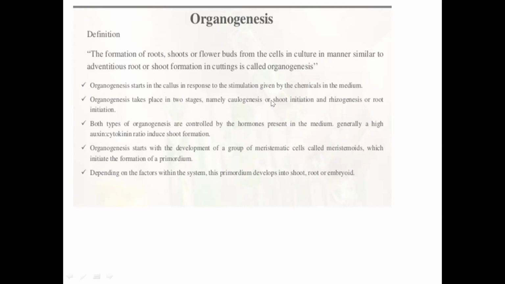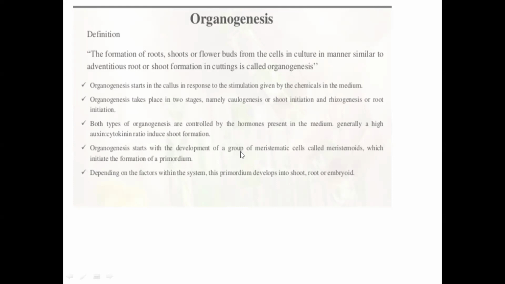So shoot initiation is called caulogenesis, root initiation is called rhizogenesis, depending on the auxin cytokinin ratio. So both are controlled. These two are the most important organs which are developing. So caulogenesis and rhizogenesis are the basic organogenesis. Only after that you get the other growth of the plant, like leaf primordia are initiated only after that. So these are controlled by the hormones. Generally, a high auxin to cytokinin ratio induces root, and a high cytokinin to auxin ratio induces shoot.